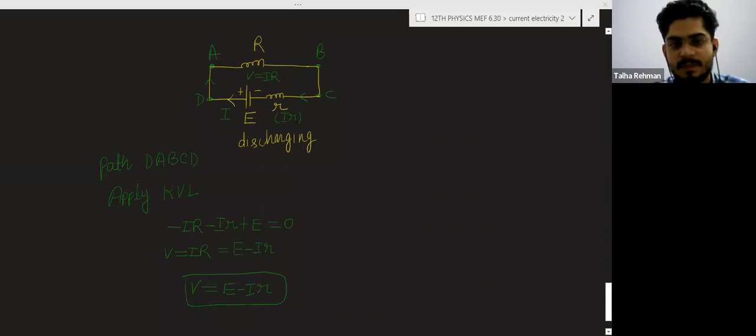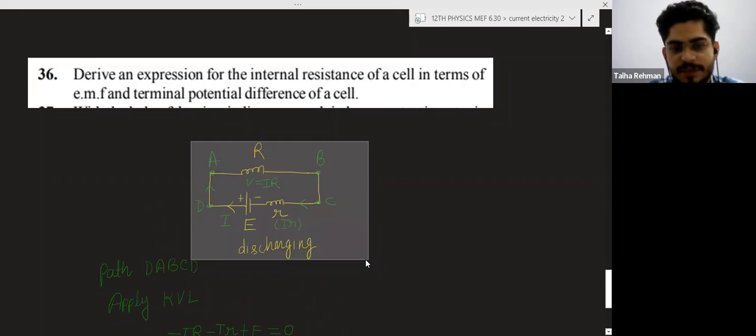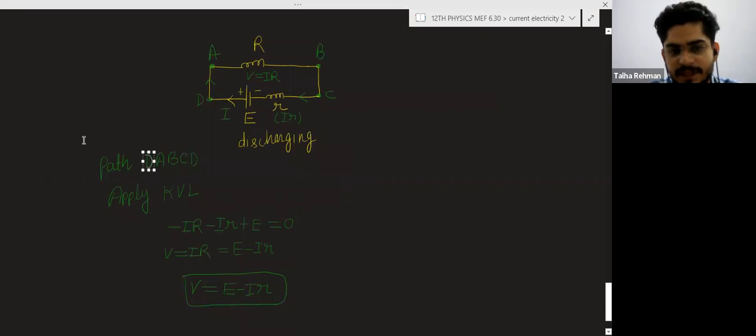Hello, sir. Okay. So Nawal, I am discussing this question. Just you can read this question, and we have this type of circuit, means we have one cell, and this is the internal resistance, and here is the external resistance, and I have just simply applied the KVL. Okay, and I got this result. V is equal to E minus IR. So this is the terminal potential difference in terms of EMF and the internal resistance. So this is the way, with the help of KVL, you can prove this.